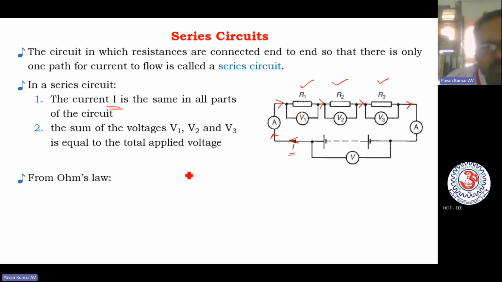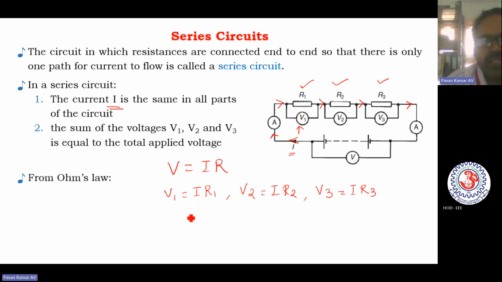Next, going to the voltage. As per Ohm's law, V is equal to I into R. Now, if we want to find the voltage drop across the resistance R1, V1 is equal to current flowing through the resistance multiplied by R1. Similarly, V2 is equal to current flowing through the resistance multiplied by R2, and V3 is equal to current multiplied by R3. So these are the three voltage drops inside the series circuit.